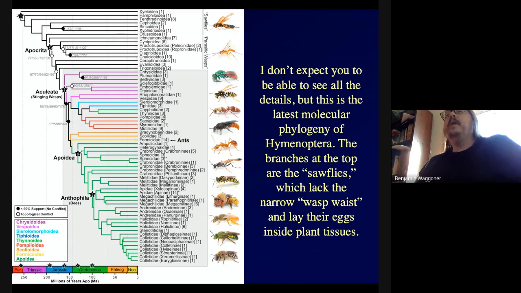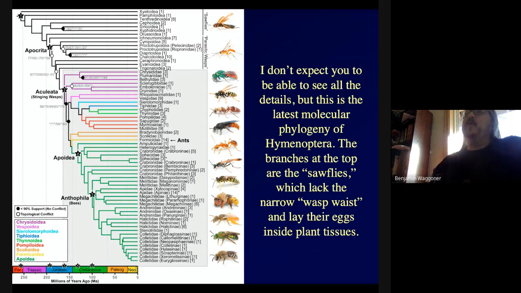okay, many of the branches up at the top of the tree, the first 6, they say Xyloidea, Pamphiloidea, Tenthredinioidea, etc. Those are the sawflies or the wood wasps. They don't have that wasp waist. They don't have that very narrow connection between the thorax and the abdomen. And they lay their eggs inside plant tissues. And they've got that saw-shaped ovipositor to help them cut into the plant tissues.